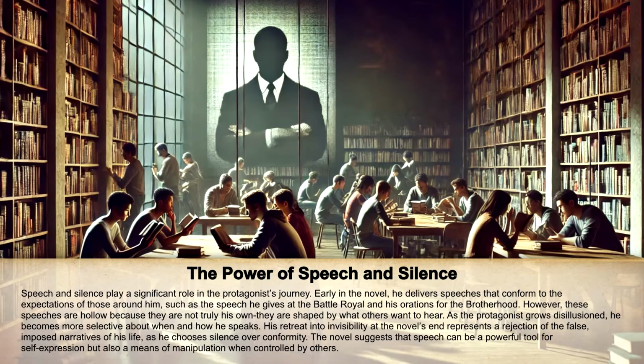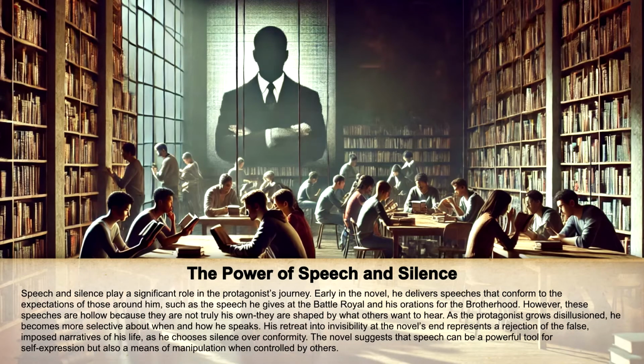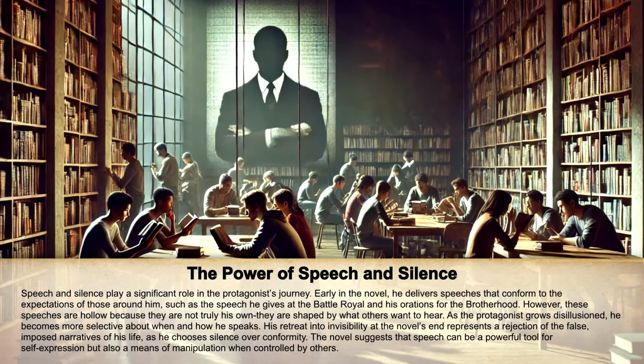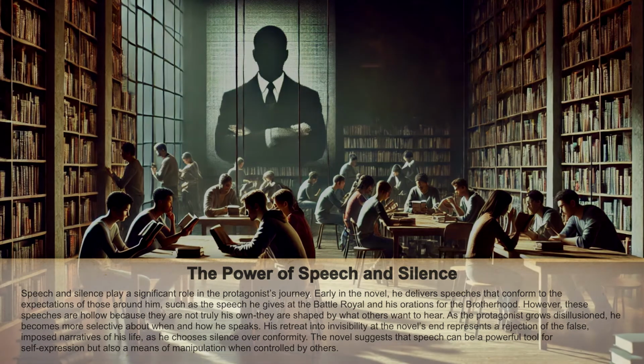As the protagonist grows disillusioned, he becomes more selective about when and how he speaks. His retreat into invisibility at the novel's end represents a rejection of the false, imposed narratives of his life, as he chooses silence over conformity. The novel suggests that speech can be a powerful tool for self-expression, but also a means of manipulation when controlled by others.